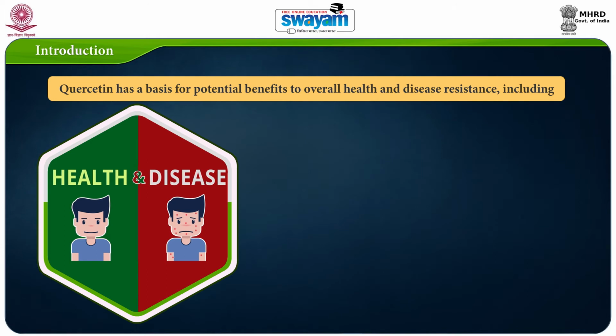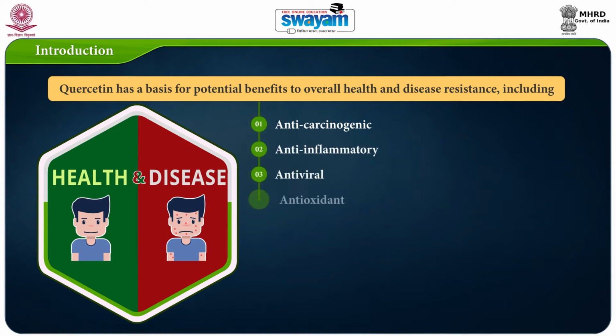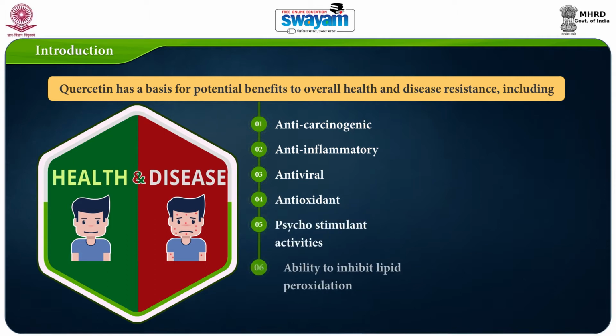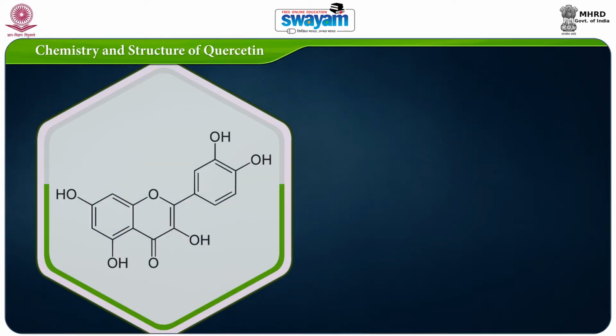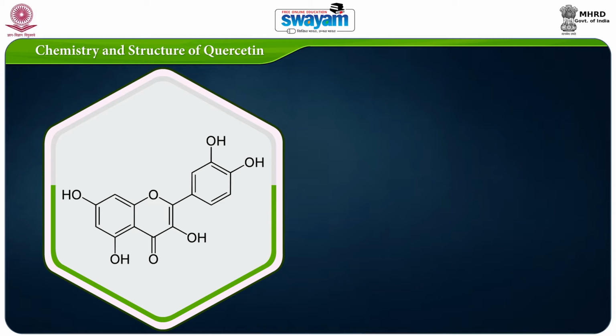Quercetin has a basis for potential benefits to overall health and disease resistance including anti-carcinogenic, anti-inflammatory, antiviral, antioxidant and psychostimulant activities as well as the ability to inhibit lipid peroxidation, platelet aggregation and capillary permeability and to stimulate mitochondrial biogenesis. Let's first understand the chemistry and the structure of quercetin.